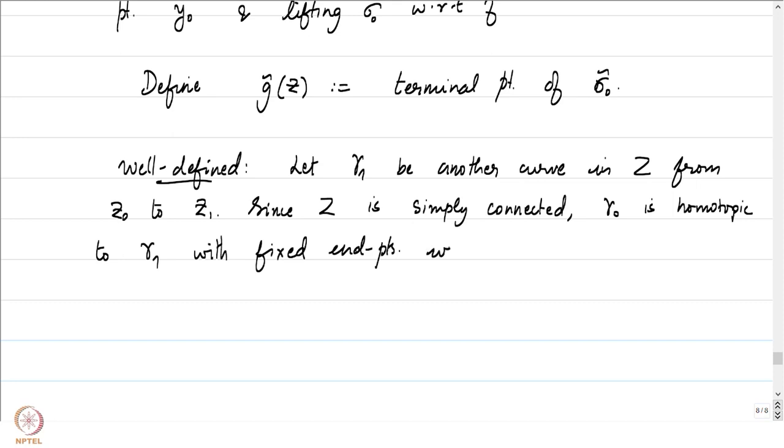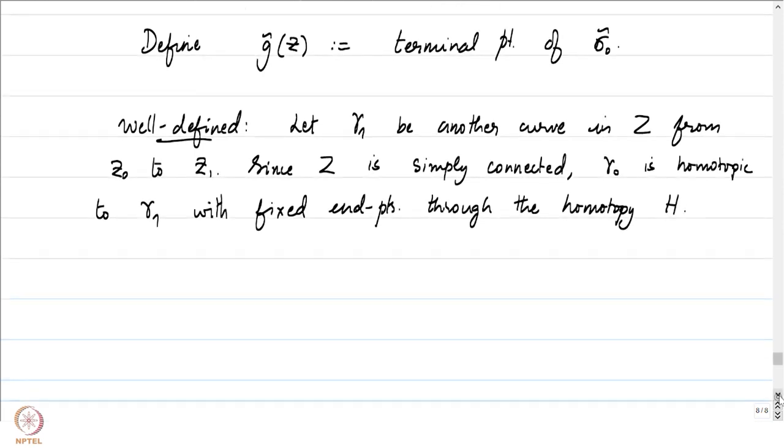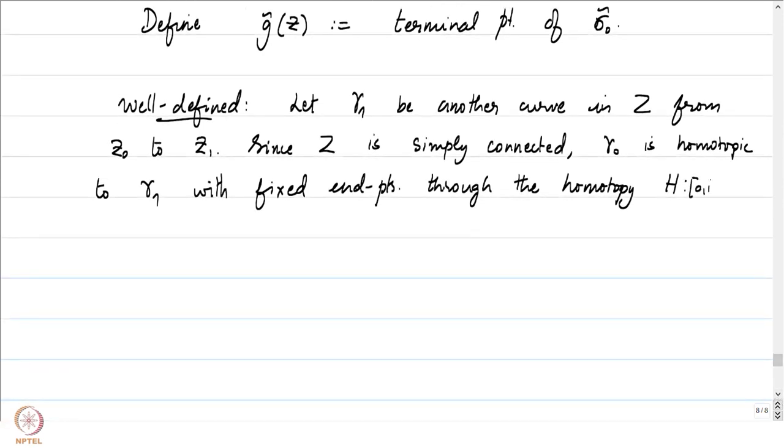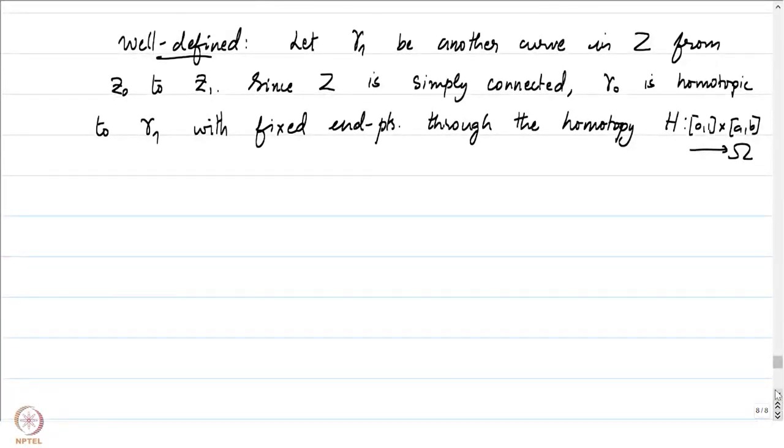Let's give the homotopy some name, through the homotopy H. H, remember, is going to be from [0,1] cross [A,B] into, in this case, omega. So this is the homotopy where H of 0 comma T is going to be gamma 0 of T, H of 1 comma T is going to be equal to gamma 1 of T. H of S comma A is Z0, H of S comma B is equal to Z1. This is precisely what the properties of H are going to be, and of course H is continuous.